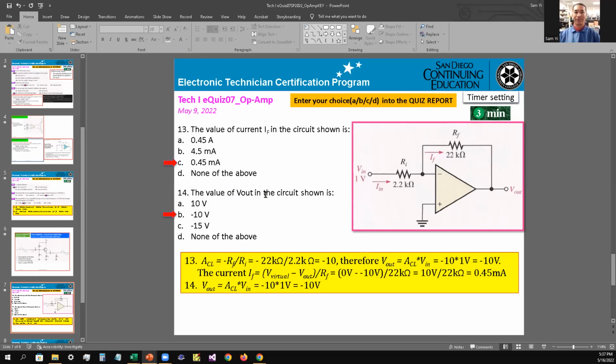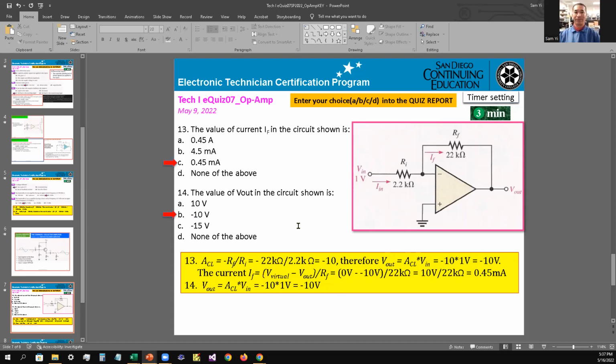Number 14, the value of V out in the circuit shown is... we take the gain, which we calculated in 13, which is negative 10, times the 1 volt input. This most likely is a DC input. So we use the negative 10 gain times the input of 1 volt, and that's why we get negative 10 volt output. It got inverted: 1 volt positive comes in, negative 10 volt comes out. So the answer is B as in Bob for 14.